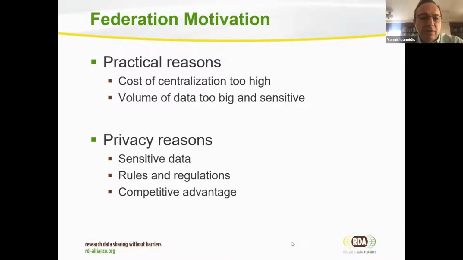So that's why we need the federation, but also there are the privacy reasons. The data is sensitive, cannot leave their places because of regulations or policies. And there is a competitive advantage. Whoever has the data, whoever has the knowledge and models needs to share, but also needs to maintain competitive advantage. Next slide, please.